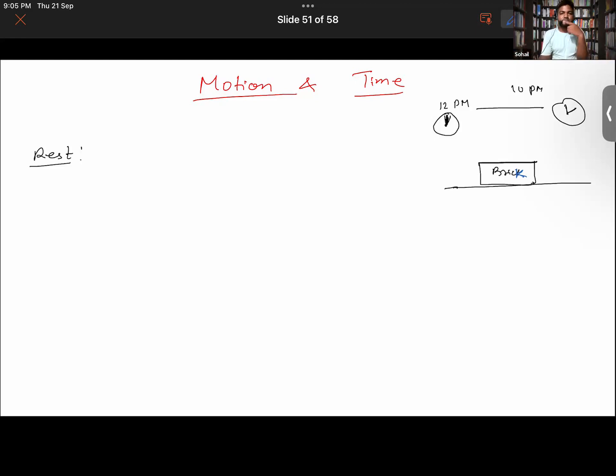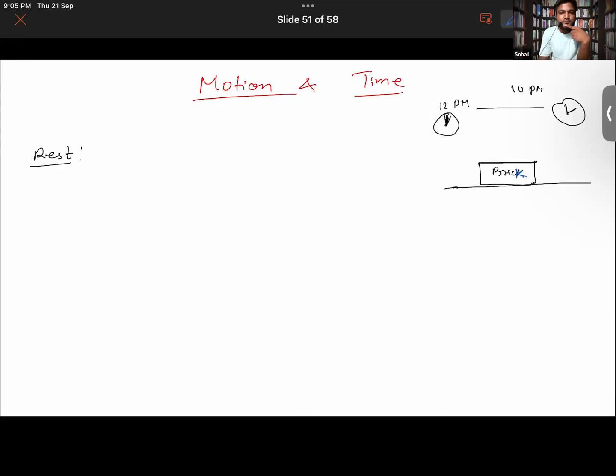While we are sleeping, that is an example of rest. While we are sitting on a chair too, we can count humans in that. We can count humans as being at rest too.